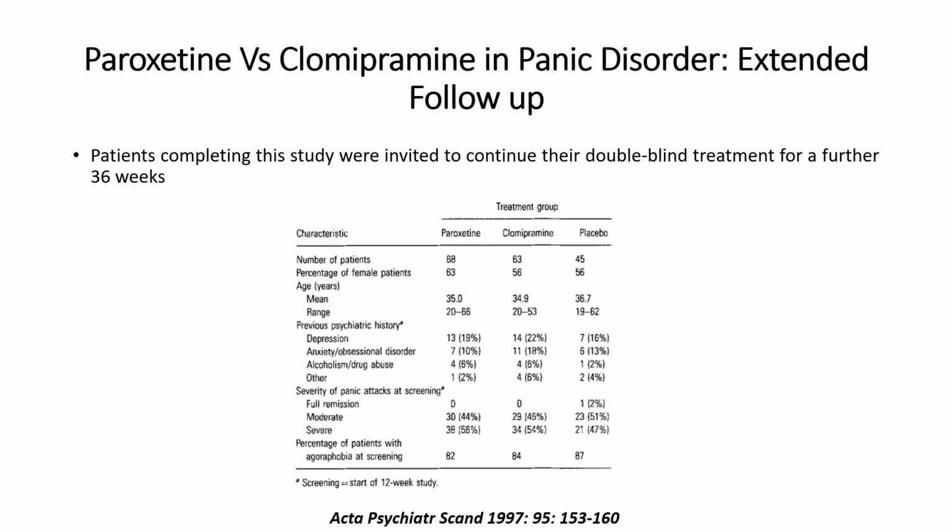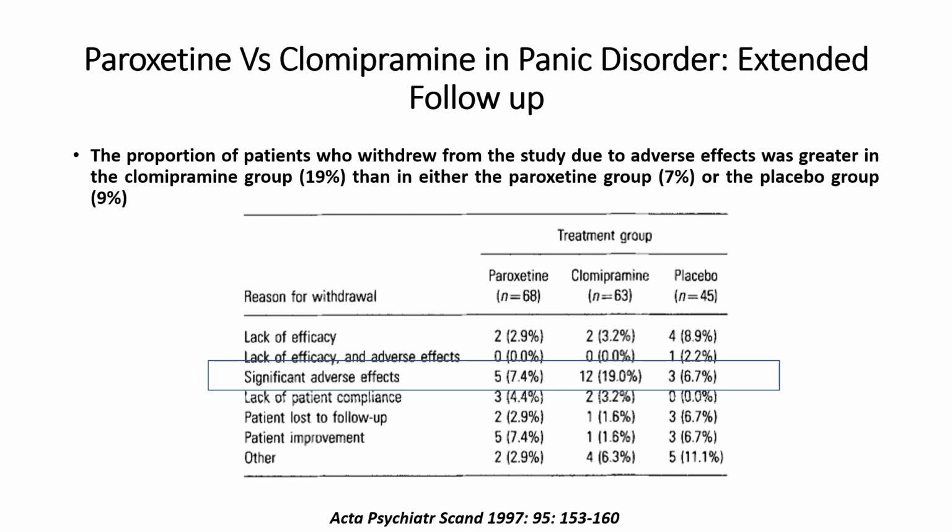When the extended follow-up, that is the same study, was continued for 36 weeks, the proportion of patients who withdrew from the study due to adverse effects was greater with the clomipramine group than with the paroxetine group. That is, 19% of people from the clomipramine group withdrew from the long-term follow-up, but only 17% from the paroxetine group withdrew, and in the placebo group 9% of people withdrew. This means that paroxetine was well tolerated by most of the people during long-term follow-up also.